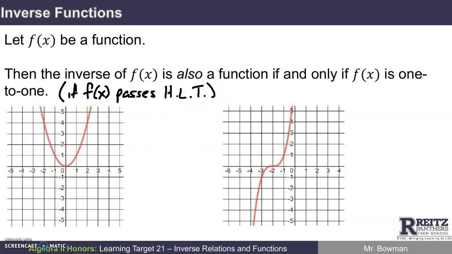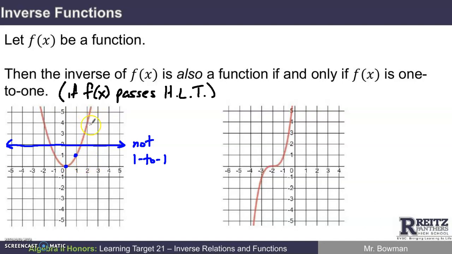So here are those same two examples. This is the function that fails the horizontal line test. This function is not one-to-one, which means if this is the function, the inverse is not a function. We can even draw the inverse. If 0, 0 is on the function, 0, 0 would be on the inverse as well. And the same is true for 1, 1.